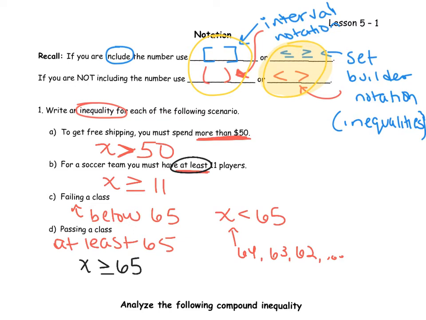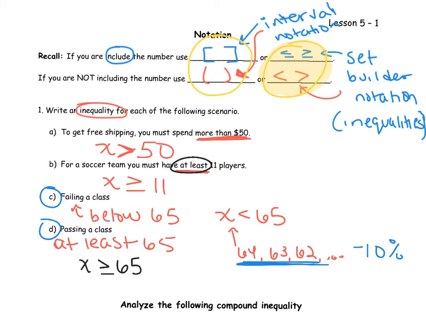Now I want you to think about this though. I want you to take a closer look at C and D. If I'm failing a class, that means my grade is below a 65. So I gave some example numbers here. I said I could have a 64, a 63, a 62, etc. Could I have a negative score? Could I have a negative 10% as a failing grade? That doesn't make any sense.